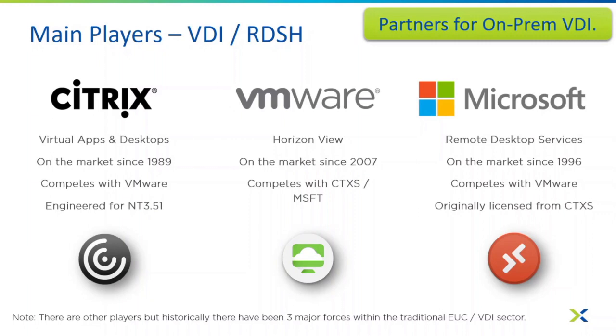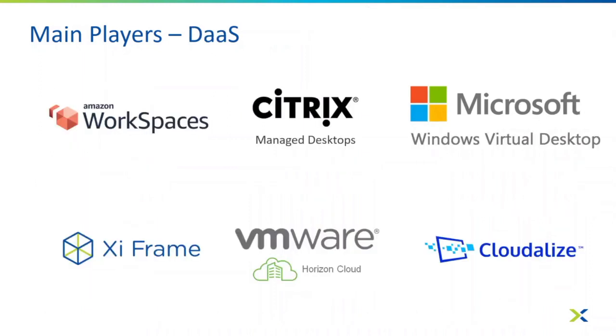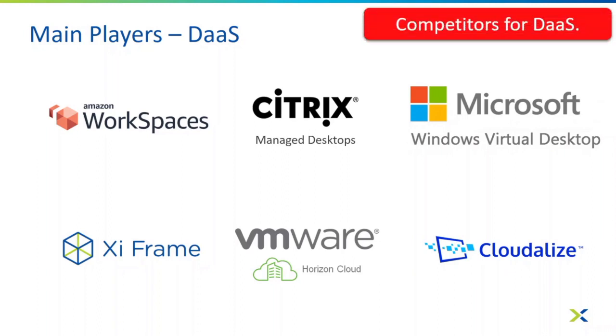So Citrix, VMware, and Microsoft are partners for VMware and for Nutanix when it comes to on-prem virtual desktop infrastructure. We then look at desktop as a service companies: Amazon with their WorkSpaces, Citrix Managed Desktops, Microsoft Virtual Desktop, VMware Horizon Cloud, and then Xi Frame. Xi Frame is our technology, a Nutanix product, but what's important here is that when we're talking about desktop as a service, Citrix, Microsoft, and VMware suddenly become competitors for Nutanix.